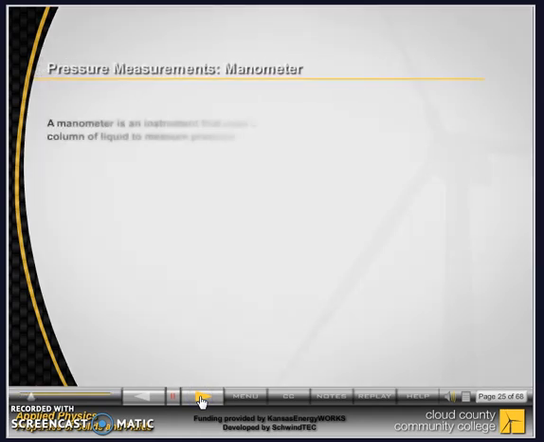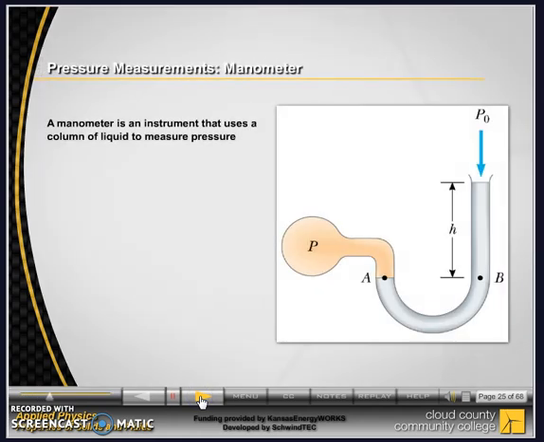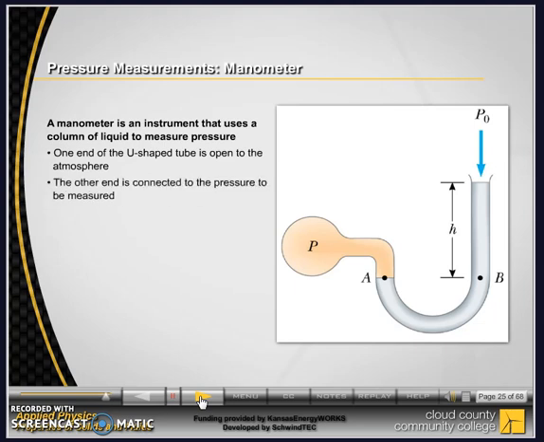A manometer is an instrument that uses a column of liquid to measure pressure. One end of the U-shaped tube is open to the atmosphere. The other end is connected to the pressure to be measured.